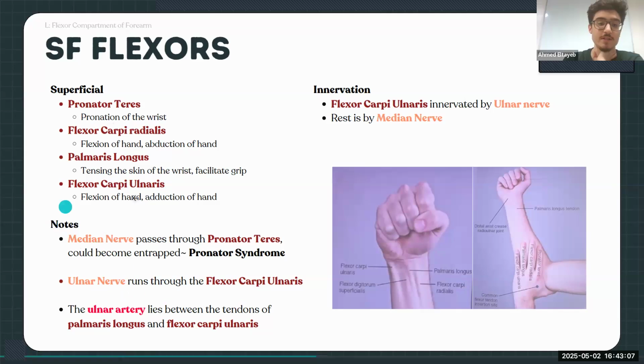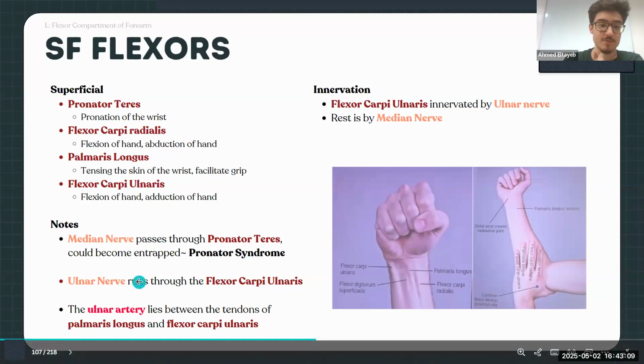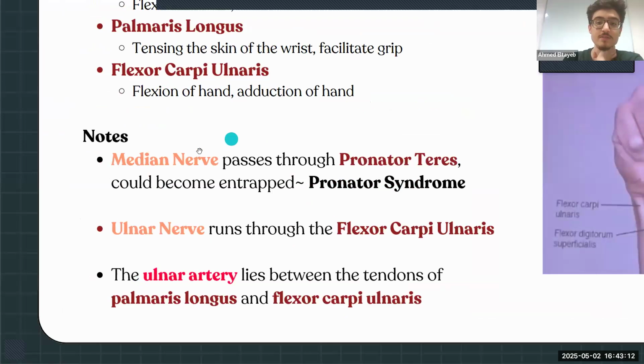And if we want to discuss more specifics, the median nerve will pierce through pronator teres. So let's say if you have entrapment or just inflammation of pronator teres, maybe due to overuse, you're going to develop something called pronator syndrome, which is going to compress the median nerve. Ulnar nerve will pierce through flexor carpi ulnaris.